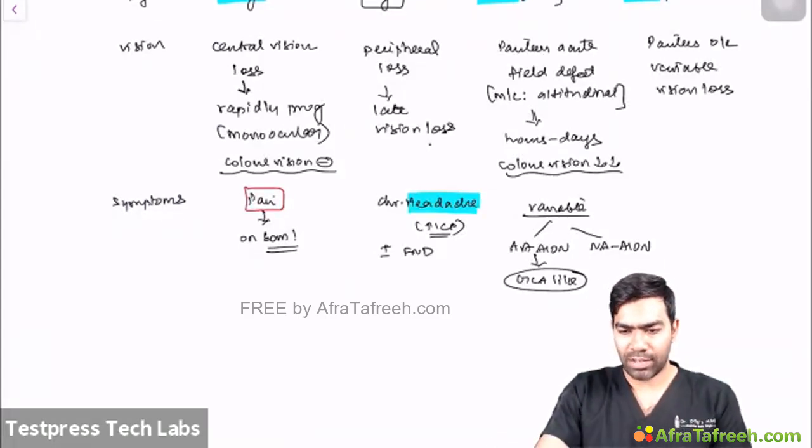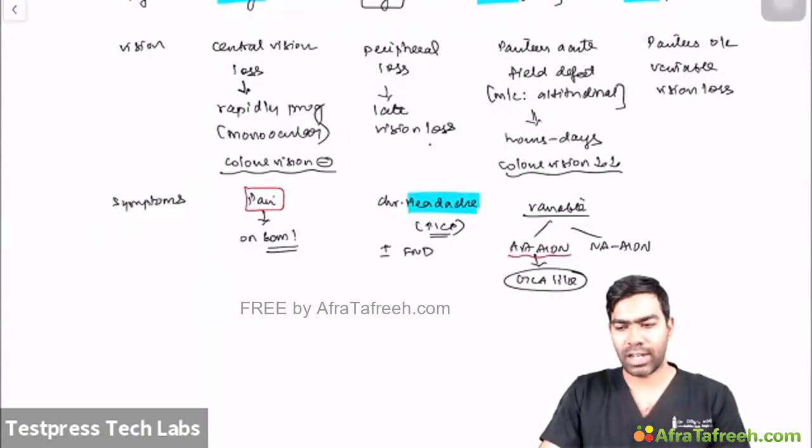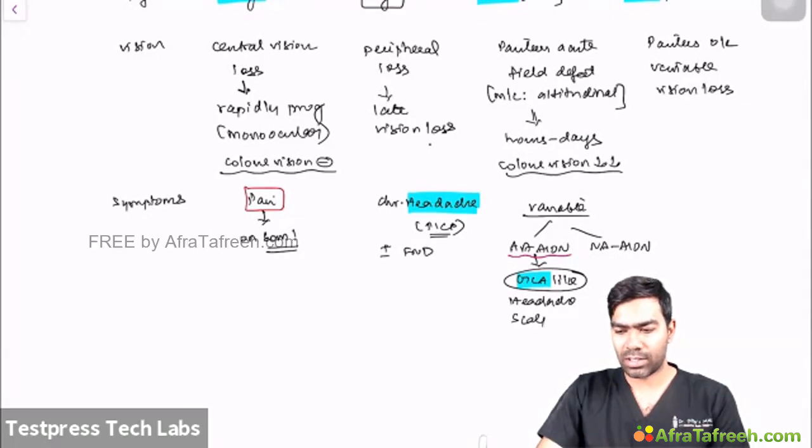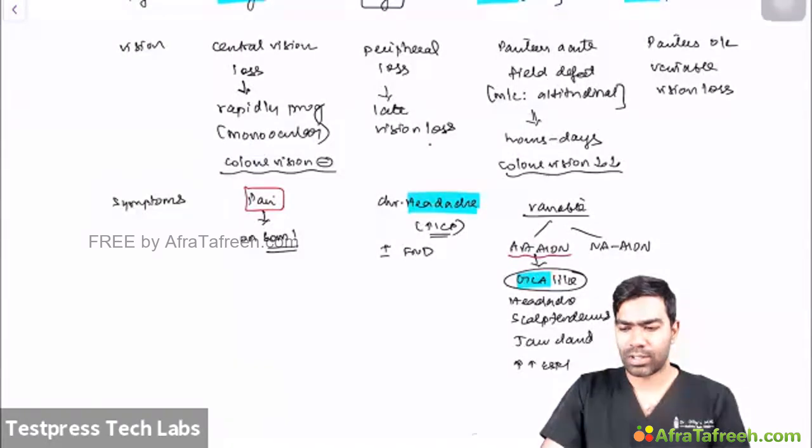So actually in the world, if they ask you what is the commonest type of AON, it is arteritic type of AON only. But in India, it's very rare because giant cell arteritis in India itself is very rare. What are the features of giant cell arteritis? Headache, scalp tenderness, and the patients may have jaw claudication and extremely elevated ESR and CRP. So these are some of the features of giant cell arteritis, and this will be there in arteritic type of AON. In non-arteritic, nothing will be there.